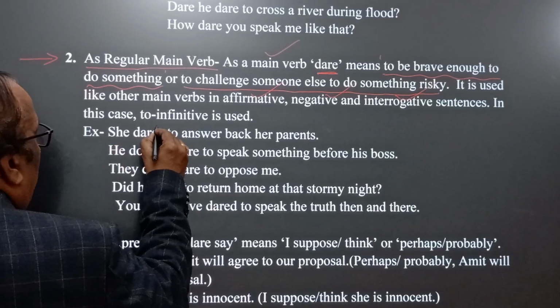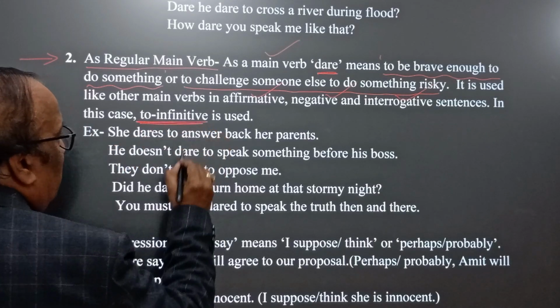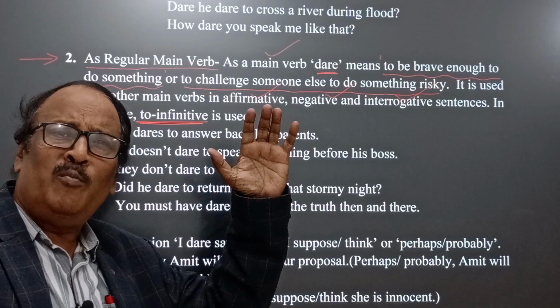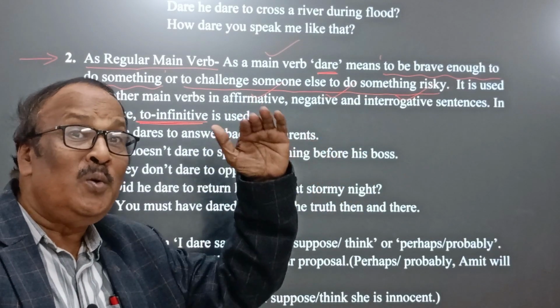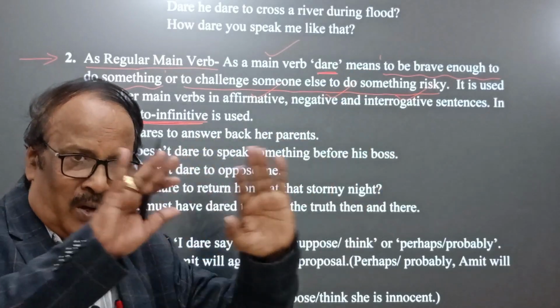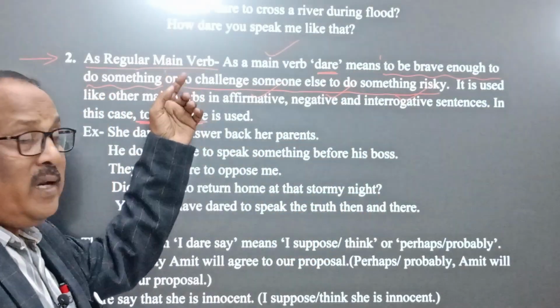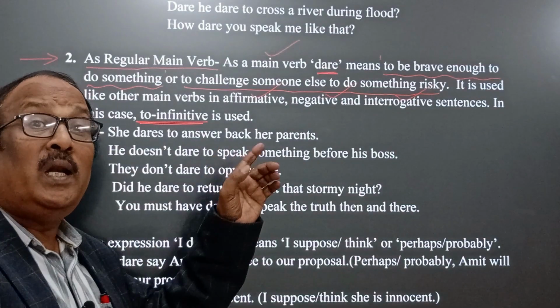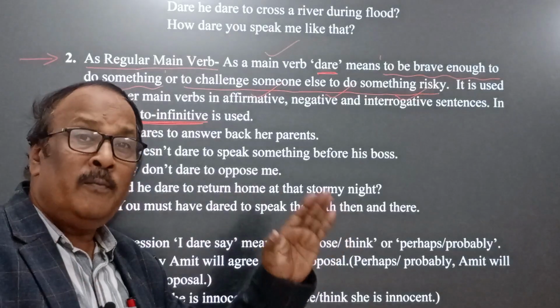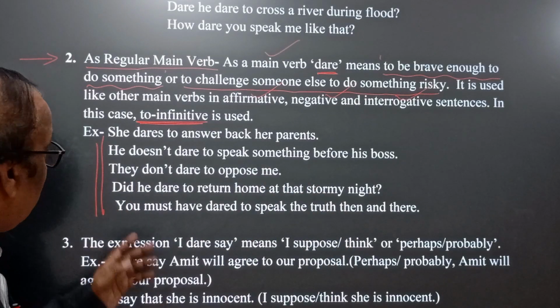In this case, to infinitive is used. Whenever dare is a modal auxiliary verb, usually bare infinitive is used after dare. Okay, but whenever dare is a main verb, after dare to infinitive is used. Okay, here we have some examples.